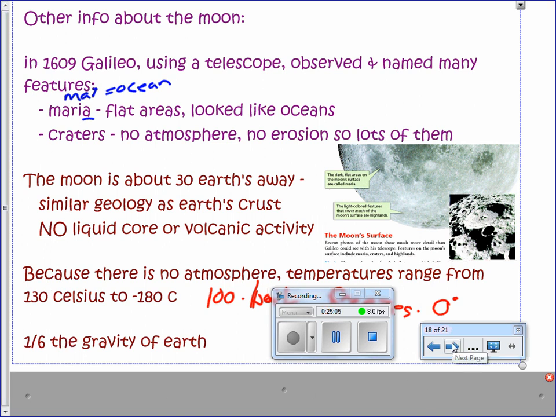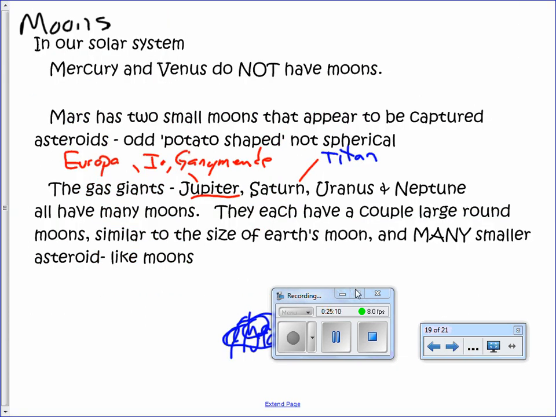Okay, so this is all basic facts about the moon that you probably read about and that you'll probably see on the quiz. In terms of our solar system, and in two or three weeks when we start talking about it, not all planets have moons. The inner planets do not have moons. So Mercury and Venus do not have moons. No moons. Mars has two small moons that appear to be captured asteroids, which is odd because it is a smaller planet than us. So these are odd potato-shaped, not spherical, moons.